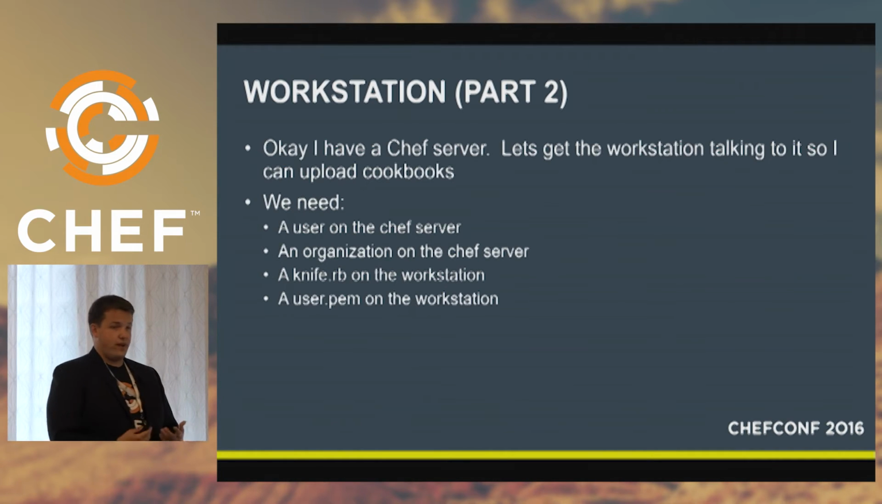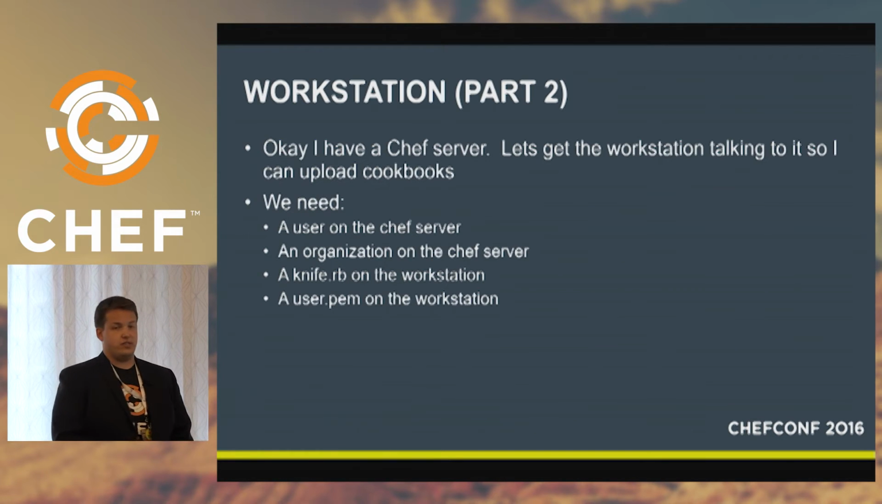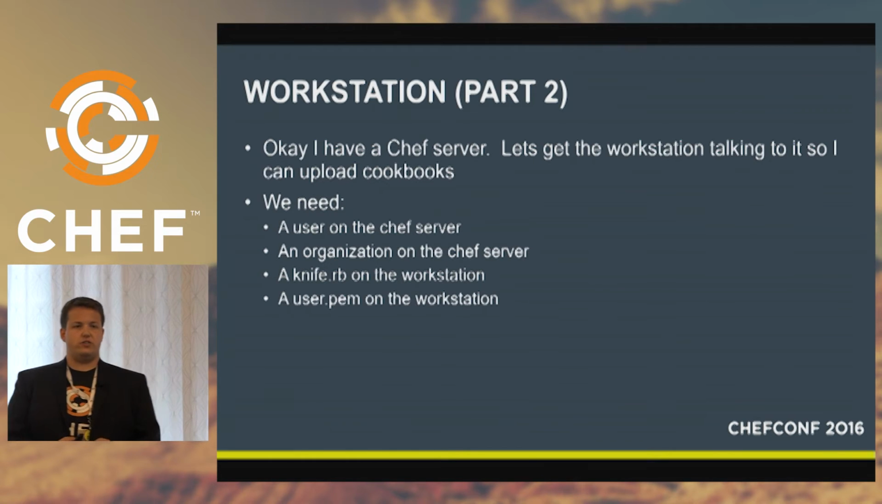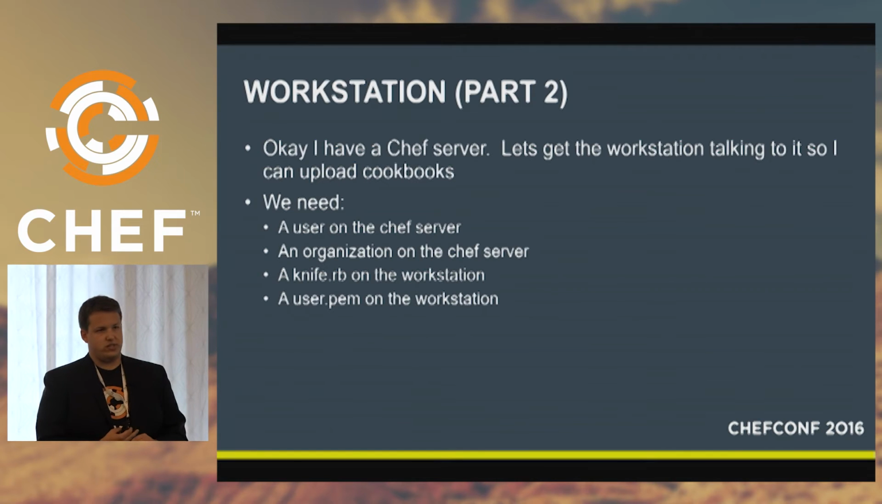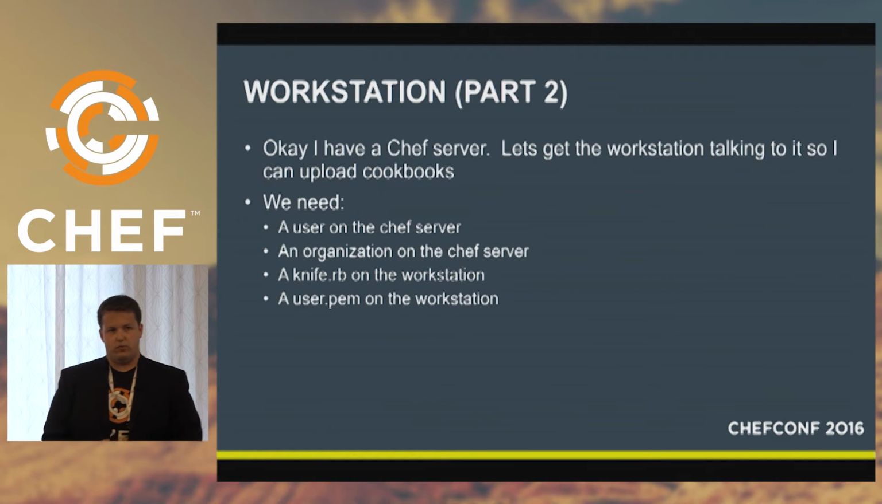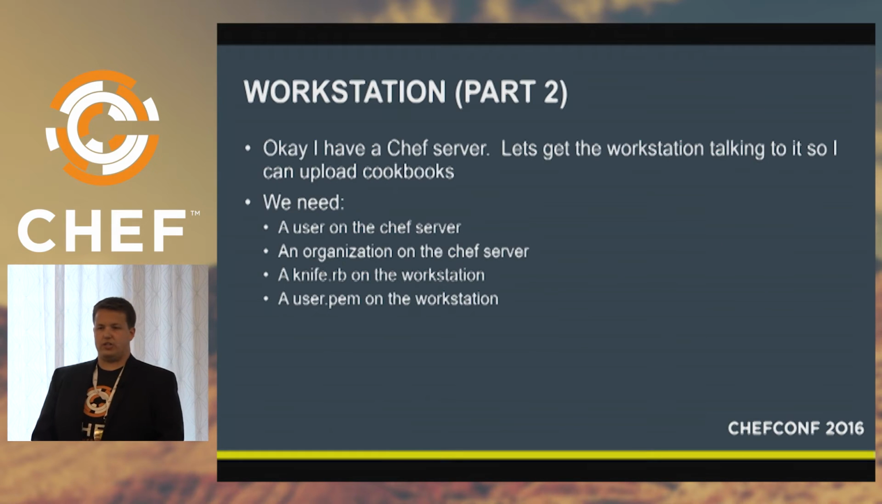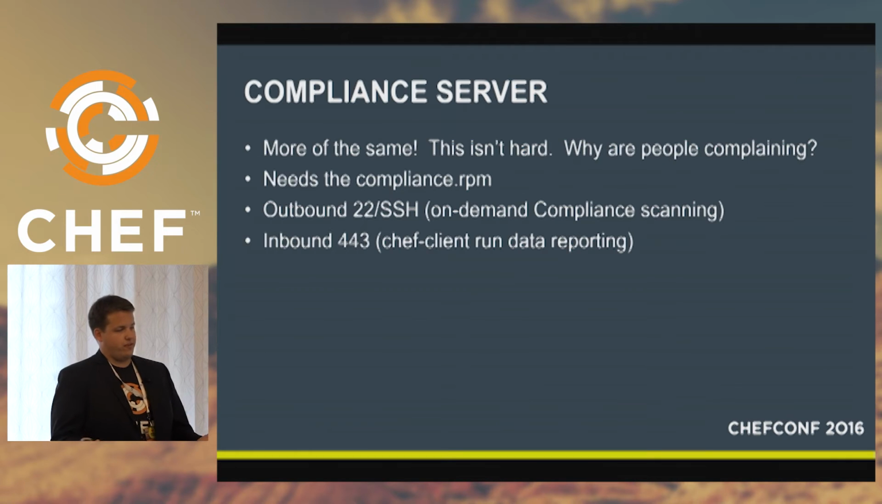So the piece that we need for the rest of the infrastructure to work is the workstation to be set up to talk to the Chef server. So we need a user on the Chef server to talk to, and an organization to talk into as well. And then we need a knife.rb on the workstation, which tells the workstation where the Chef server is and what to authenticate as, et cetera, and a user.pem to do the authentication with.